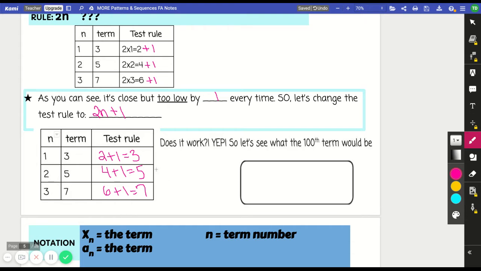So we don't have to do all 99 terms to figure out what the 100th term could be, because we have a formula to do that for us. So we do 2 times the 100th term, and then we add 1. 2 times 100 is 200, and when we add 1, we get 201.